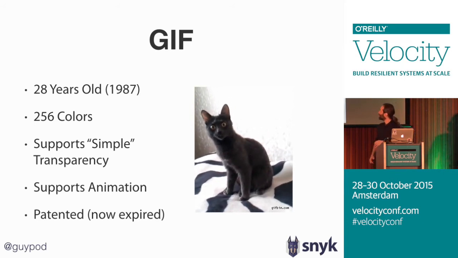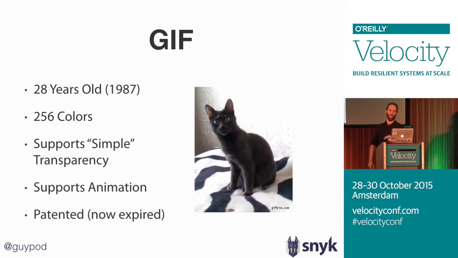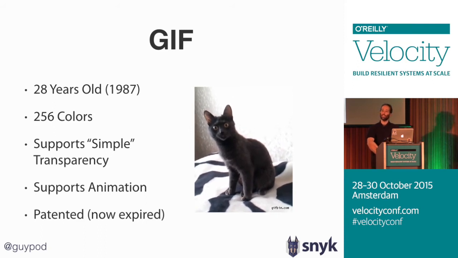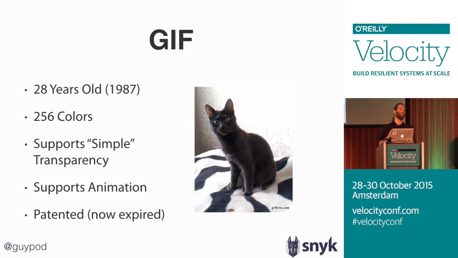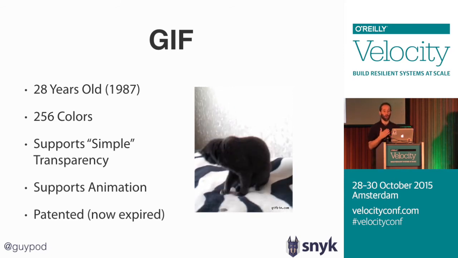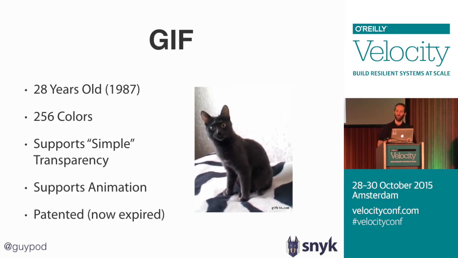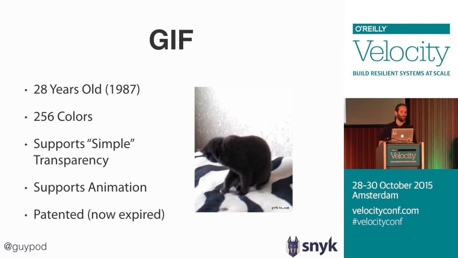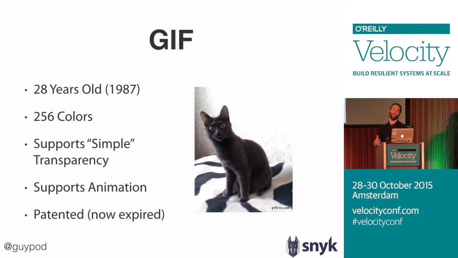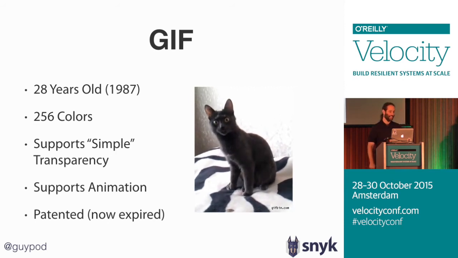So let's talk about GIF first. It's a pretty old format. It's 28 years old. It supports some basic colors, 256 colors. It supports simple transparency, so you can say that sections of the image are or are not transparent, but you cannot make them partially transparent. And of course, probably its primary contribution to society is animated GIFs of cats. Animated GIFs, with all the formats, and there have been more attempts at animated image formats, GIFs rule.